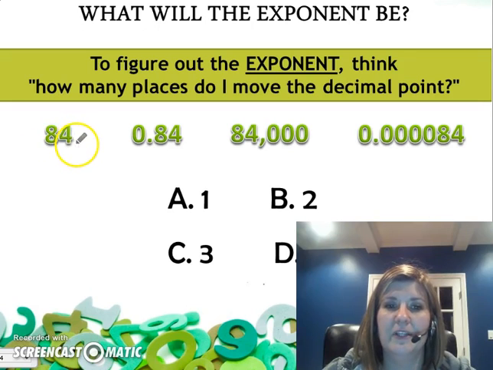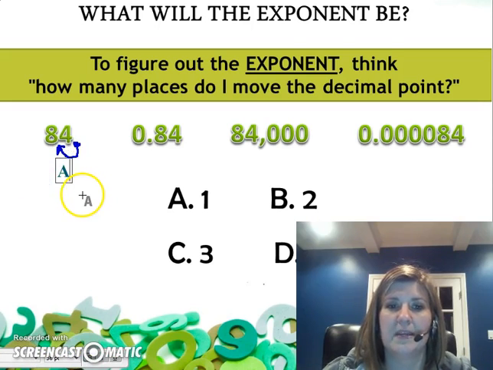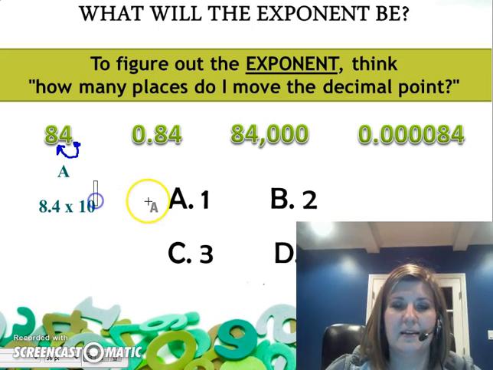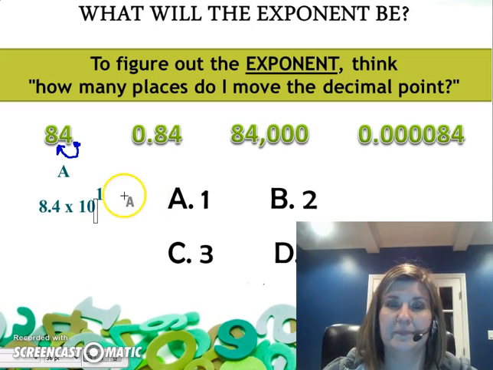Okay, hopefully you can recognize that the decimal point would originally be after the 4. We would move this only one place to the left, so the answer here would be A. The number would be 8.4 times 10 to the 1 power. Okay, how about the second one?